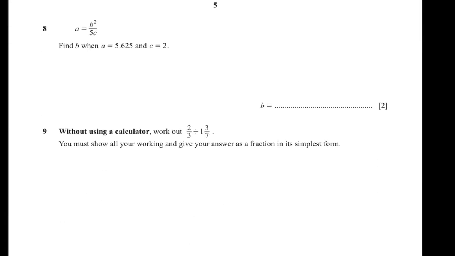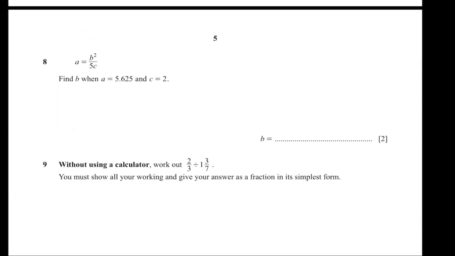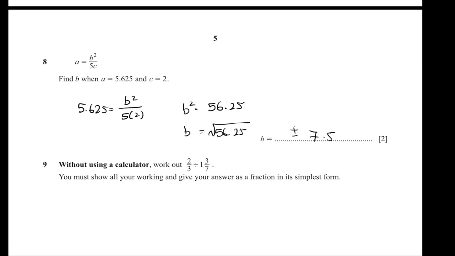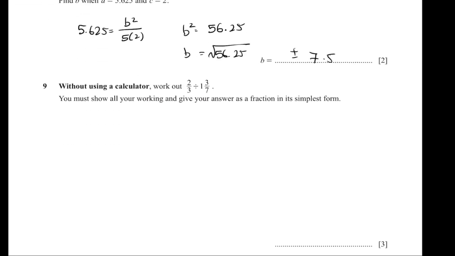A is equal to b squared over 5c. Find b when a is this and c is that. So just put it in. 5.625 is equal to b squared over 5c. So we get b squared is equal to 56.25, because this one will amount to 10 and multiply it over. Then all we need to do is just square root it. We get 7.5. If you write plus or minus 7.5, it is still correct, because every time you square root, you must write plus or minus.